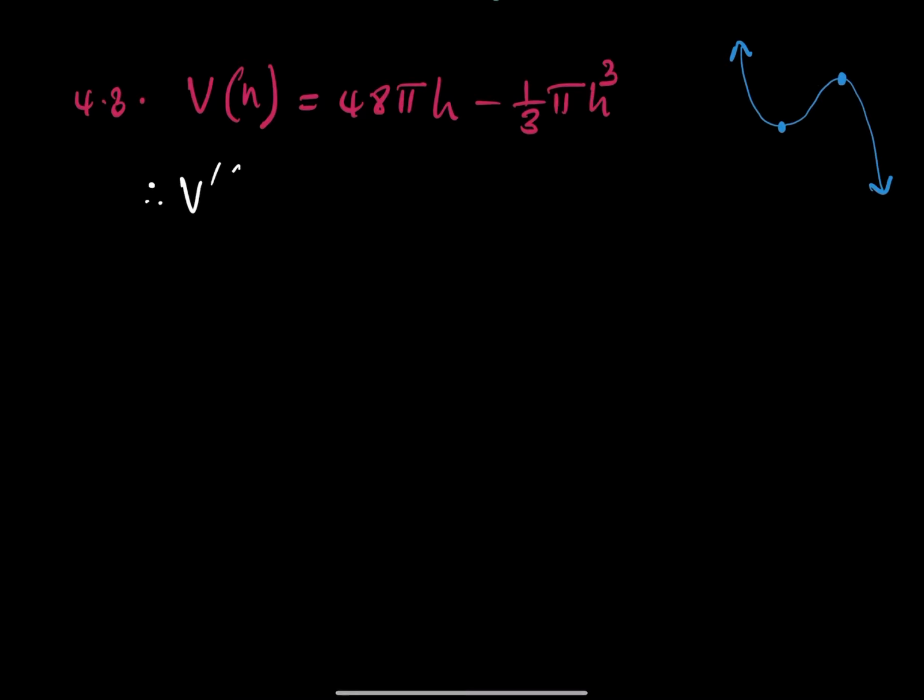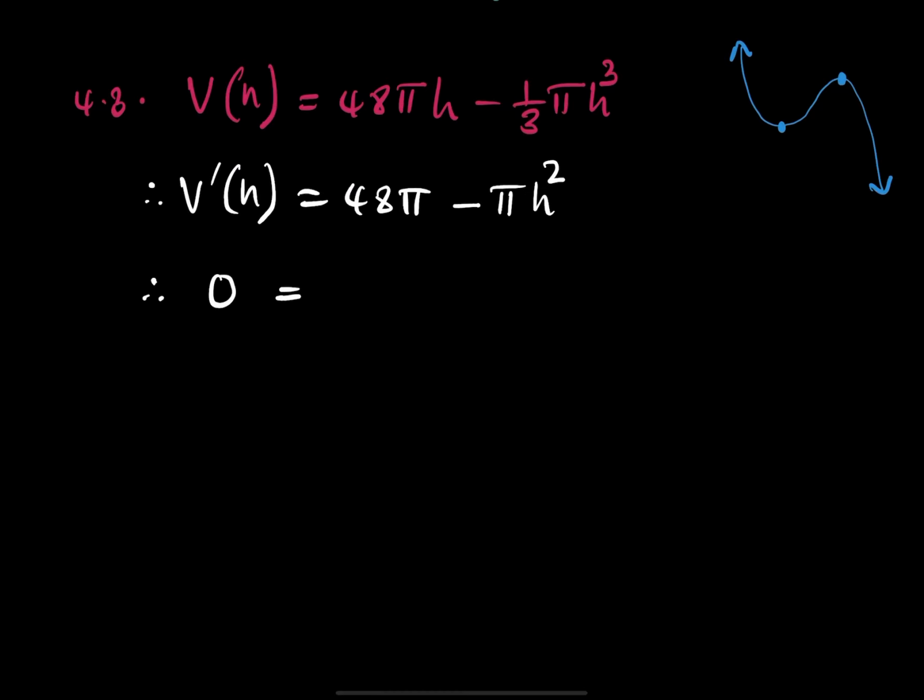This is going to be the V prime of h there. That is going to be 48 pi. And then this is going to be minus, I guess, 3 times 1/3 is a 1 there. So this is really going to be pi h squared. But this is the maximum. It means you're going to have a 0 there. That is going to be equals to 48 pi minus pi, and then you get your h squared.